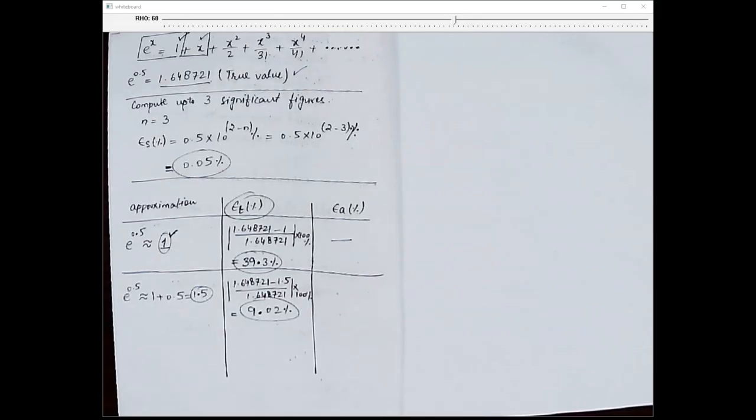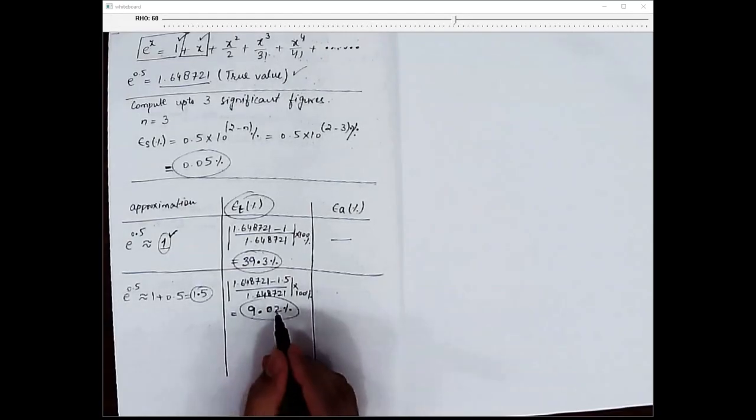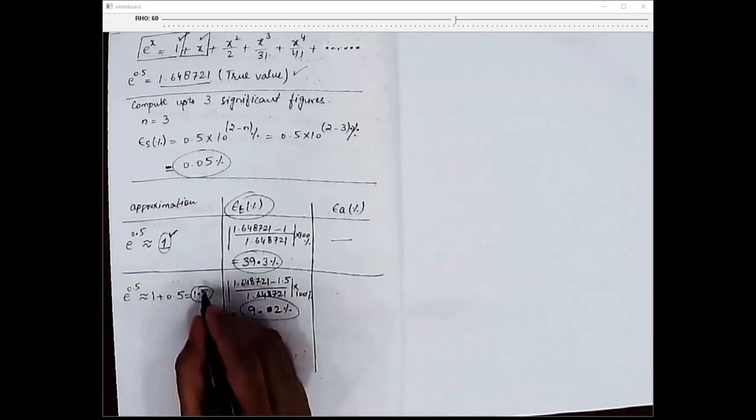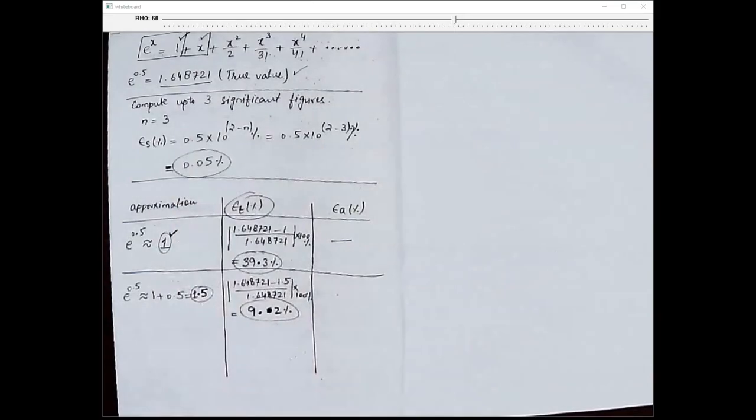Anyone, why has this error decreased? Before it was 39%, now it is 9.02%. Why has it decreased? What is the reason? Okay, the idea is to look at the true value and the approximation you have. The approximation is 1.5, the true value is 1.648. Before, the approximation was 1.